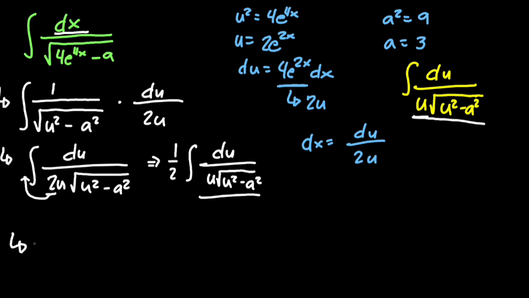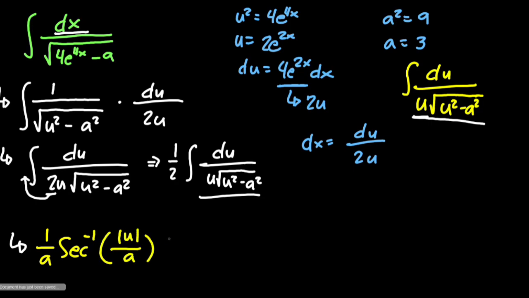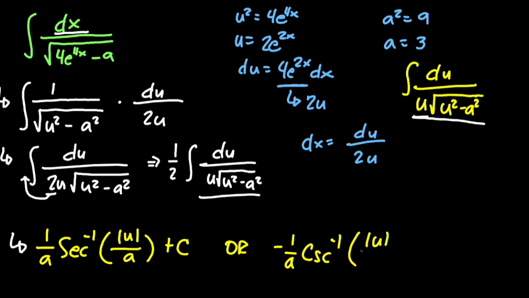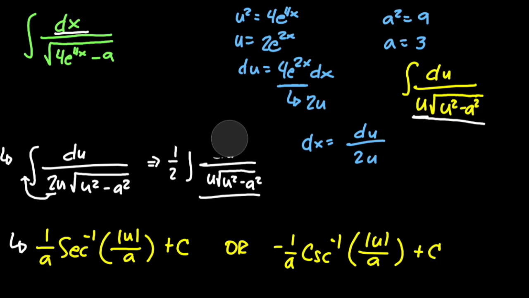And so the integral of this according to the formula would be equal to 1 over a multiplied by arcsecant multiplied by the absolute value of u over a plus c, or negative 1 over a multiplied by arccosecant of absolute value of u over a plus c. Now let us solve this based on our problem.